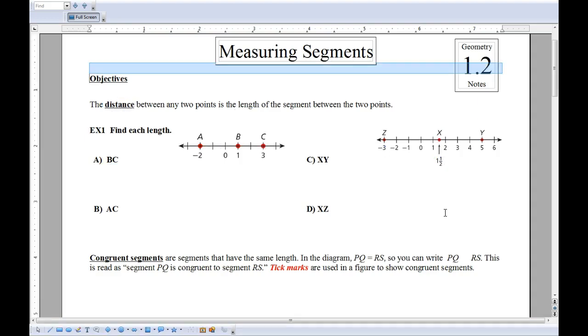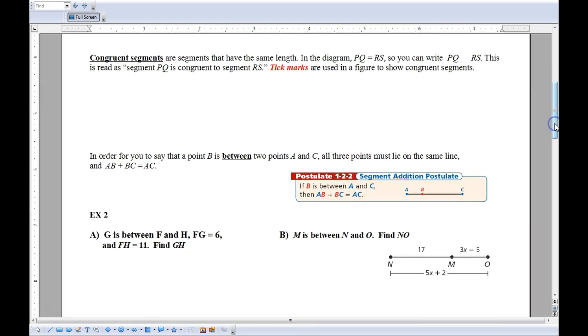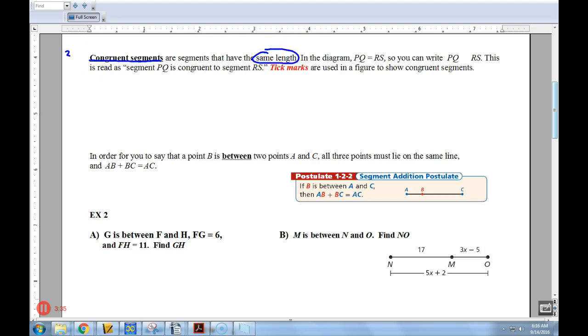Alright, let's scroll on down here and talk about congruent segments. Congruent is a vocabulary word we use quite a bit here in geometry. So congruent segments are segments that have the same length. This is the key part here. Congruent means same length when you're talking segments. If we're talking angles, congruent angles are going to have the same measure, the same number of degrees.